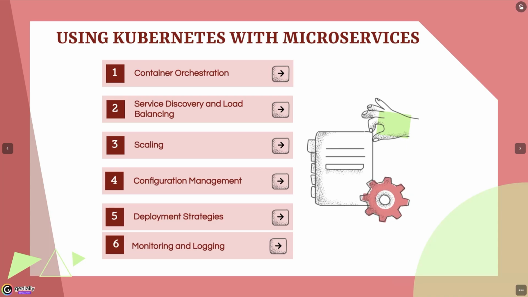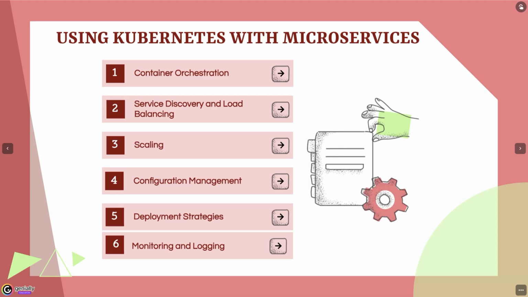Next, service discovery and load balancing. Kubernetes provides built-in mechanisms for service discovery via DNS and load balancing across microservice instances. This ensures that microservices can find and communicate with each other reliably. So, next one is scaling. Kubernetes enables horizontal scaling of microservices by adding or removing container instances based on traffic or resource demands. This elasticity allows applications to handle varying workloads efficiently.